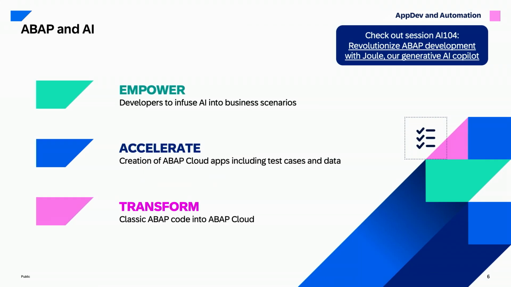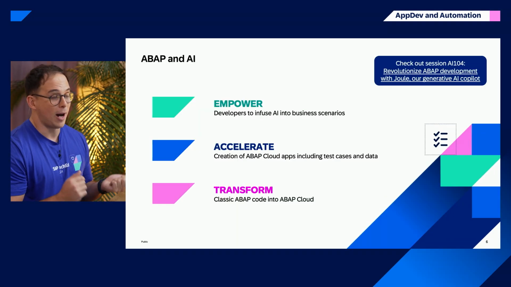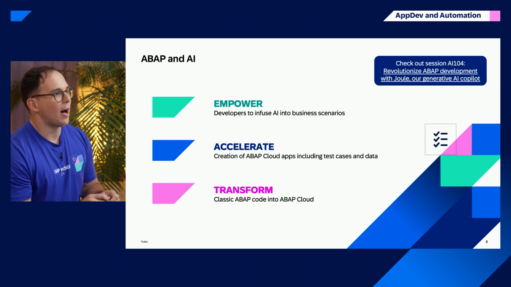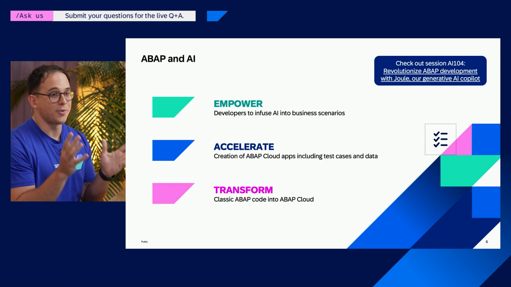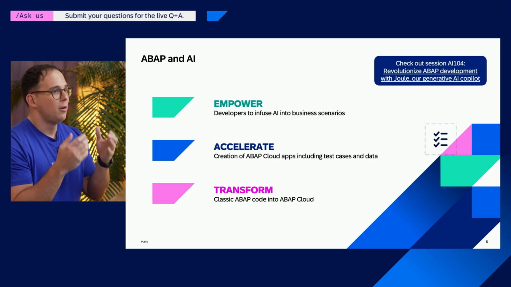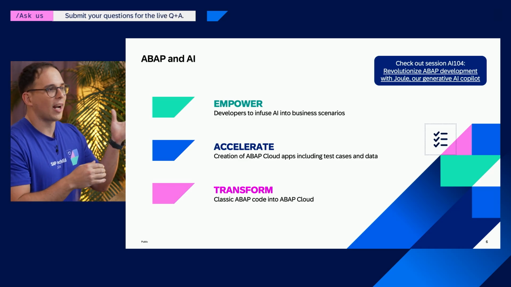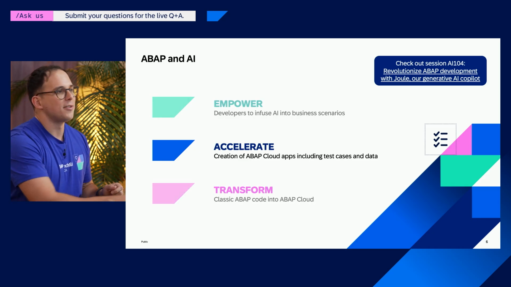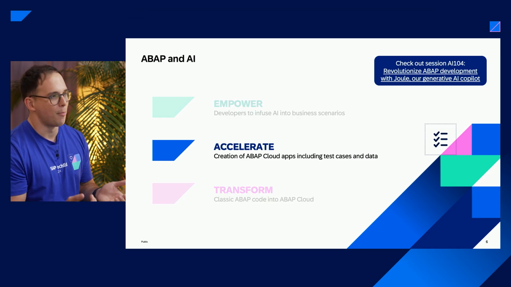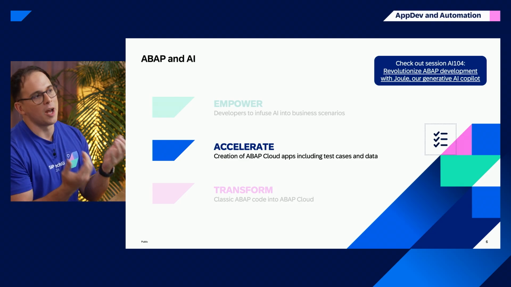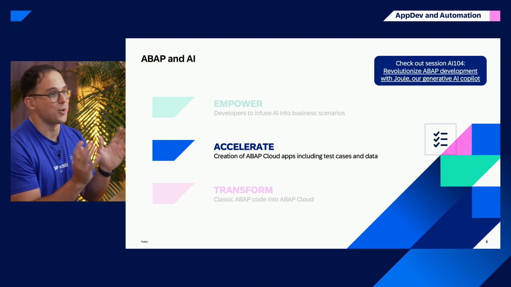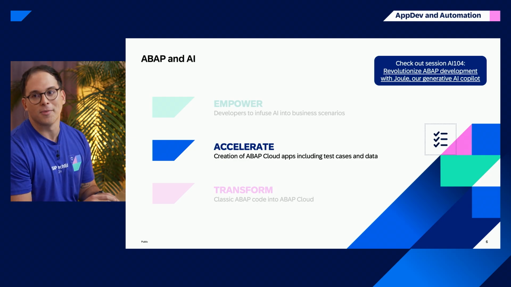So here we have the three main pillars. Empower, because we want to empower you to infuse AI in your ABAP applications and services. We have Transform, so we want to guide you in your journey to transform from classic ABAP to ABAP Cloud. And finally, our goal is to accelerate your development process by supporting you in everyday tasks. And that is our focus today, right? Yeah. Accelerate, where Joule ABAP developer capability comes into play.